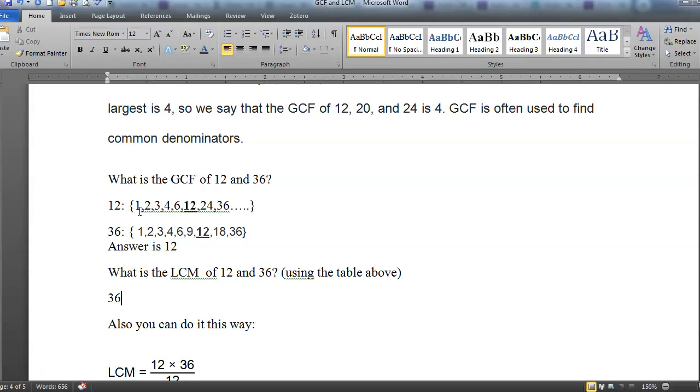Or you can say 2 times a number gives you 12. 3 times a number gives you 12. 4 times a number gives you 12. Those are good ways also to find factors that exist between numbers. And so there's 2 ways to do it. So think about it. See what works well for you.